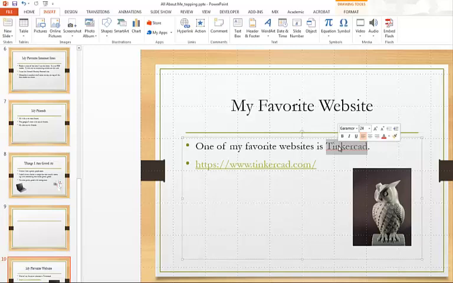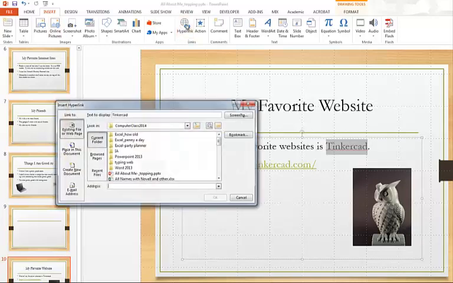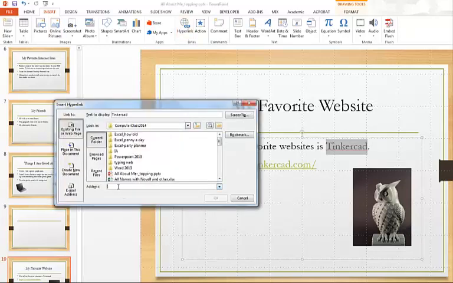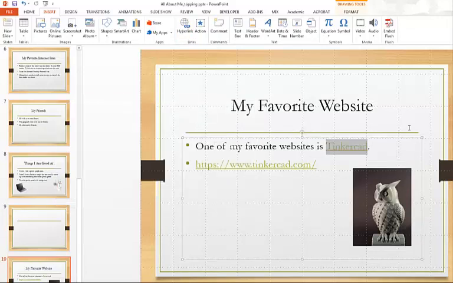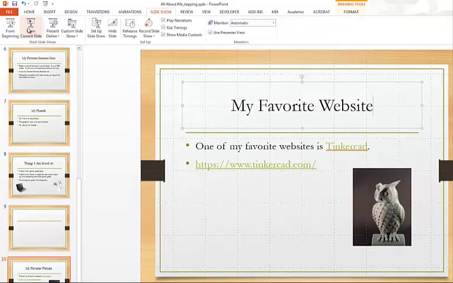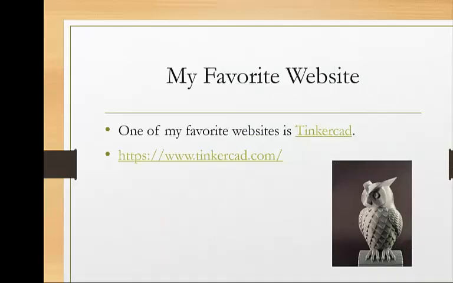The last thing I'm going to do is highlight the word Tinkercad. I'm going to go to the Insert tab, and go to Hyperlink, and then right here where it says Address, I'm going to paste, and I am going to say OK. Now, for those hyperlinks to work, we need to be in the slideshow mode. I don't want to watch the whole presentation, I want to just go from current slide.